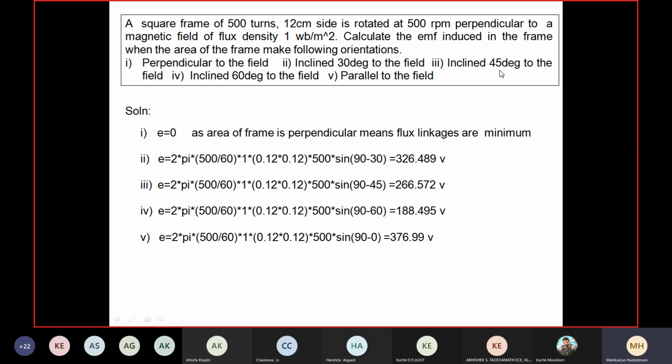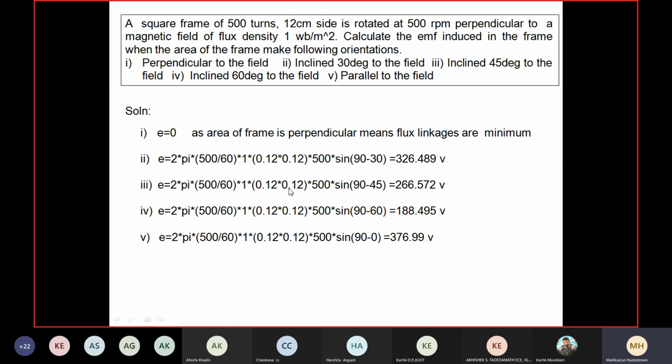45 degree is the inclination given, so it is sine of 90 minus 45. The next one you can see is 90 minus 60. And the last is parallel to the field. Parallel to the field means the inclination with respect to the reference is 0, so it is 90 minus 0, which means sine 90. That is the highest value of induced EMF we obtain, which is 376.99 volts. So this is how a simple problem which we would have visited in fundamentals, I am visiting here.